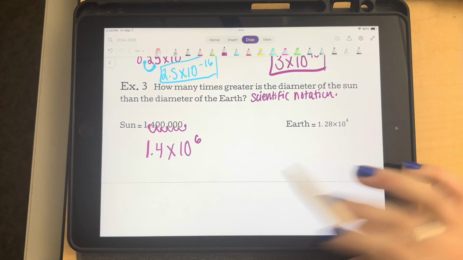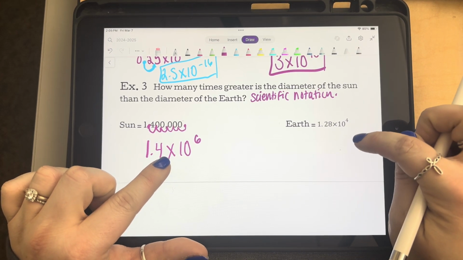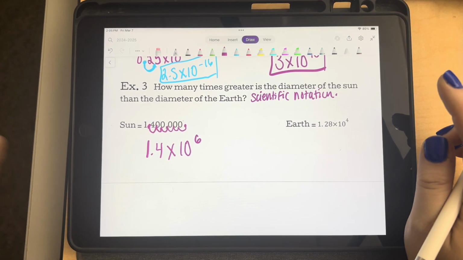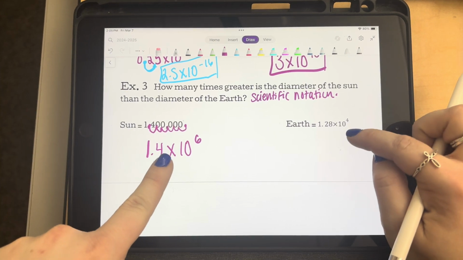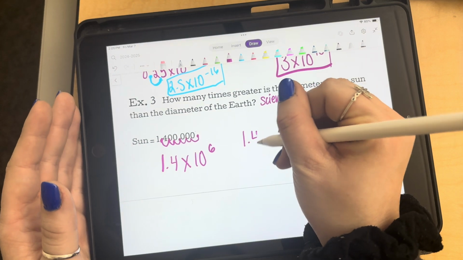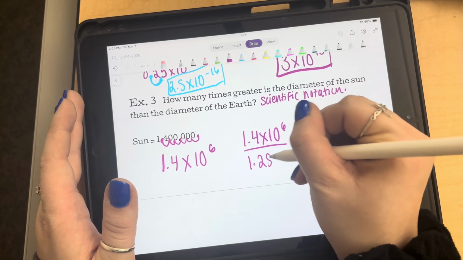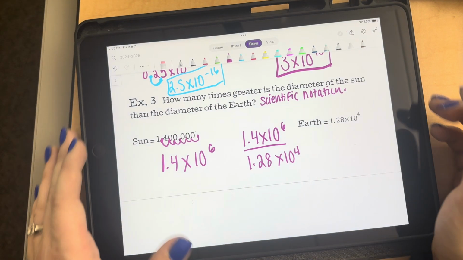So how many times greater is the diameter of the sun? Here's the diameter of the sun, then this one. If I want to know how many times greater something is, it's almost like what times this gives me this. So that means I need to divide those numbers. I take 1.4 times 10 to the 6th, and I'm dividing by 1.28 times 10 to the 4th.